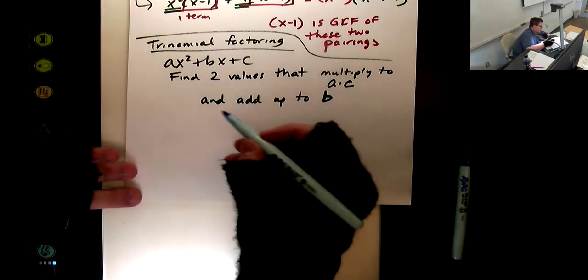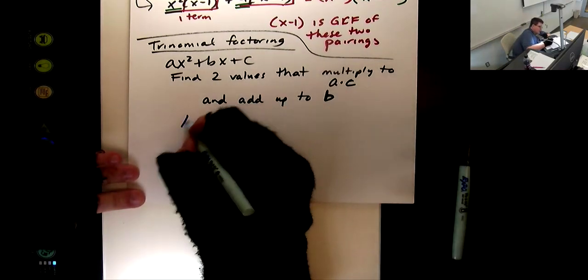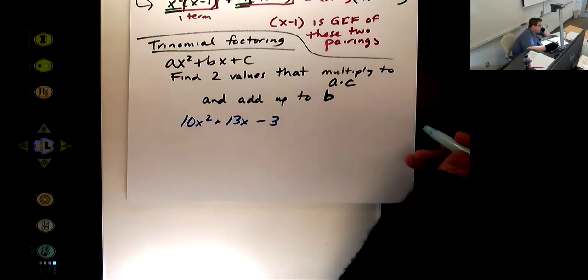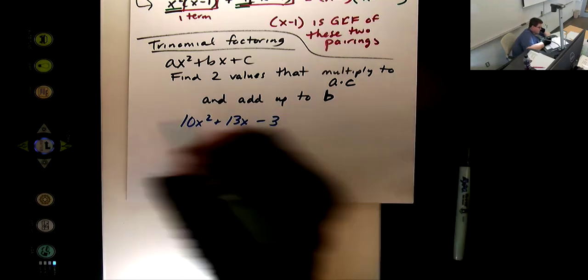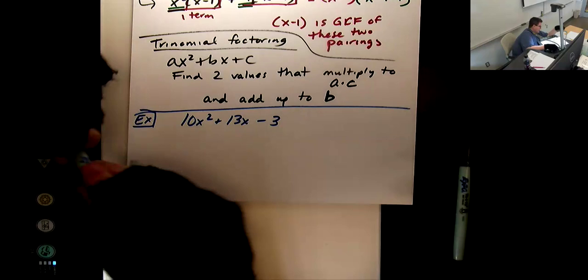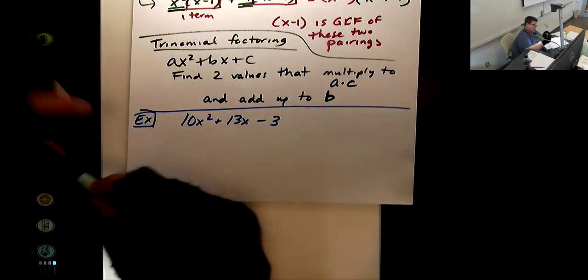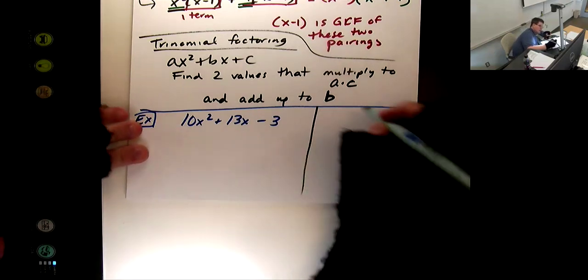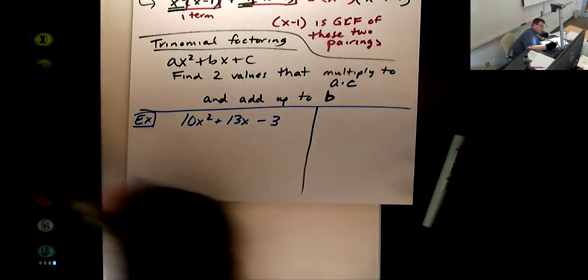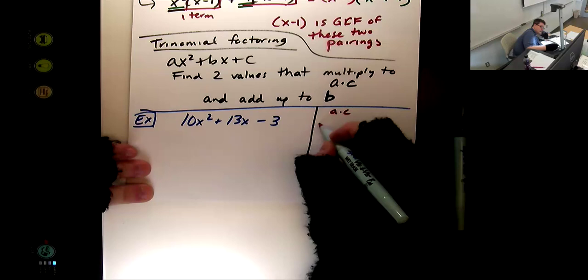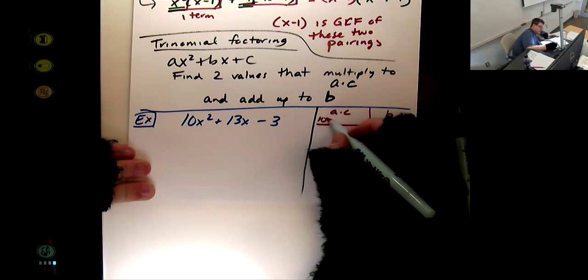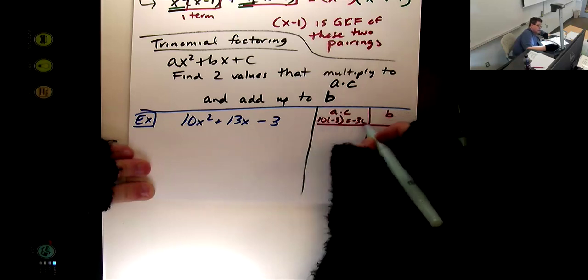All right, let's start with 10x squared plus 13x minus 3. Now, I like to do a little table here. So I'm going to show you the table over here. I like to do A times C in one column and B in the other. So I'll put A times C here, and I'll put B here. A times C is 10 times -3, which is -30.